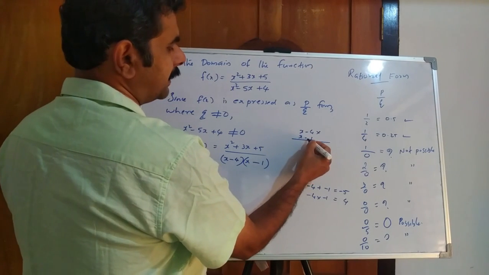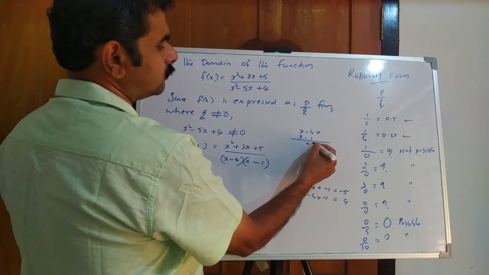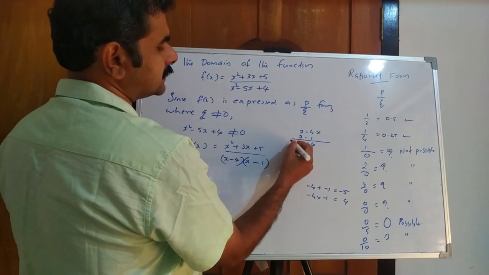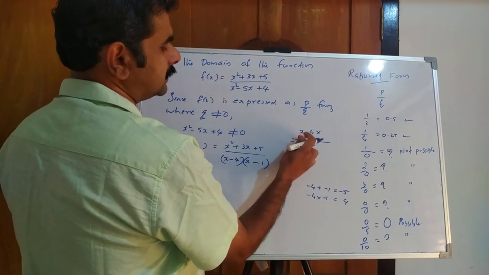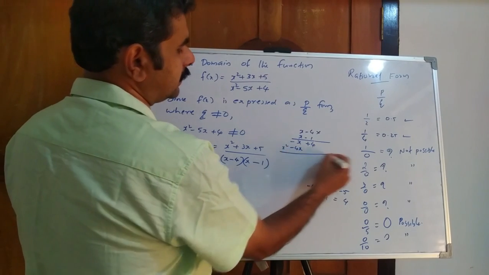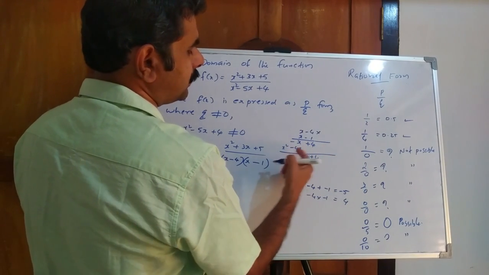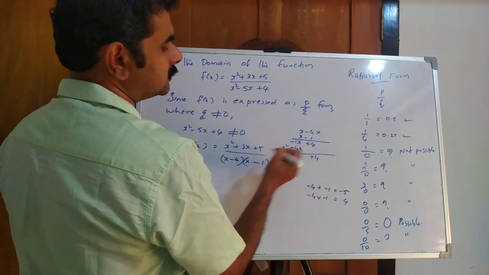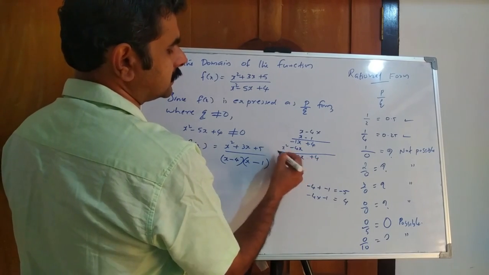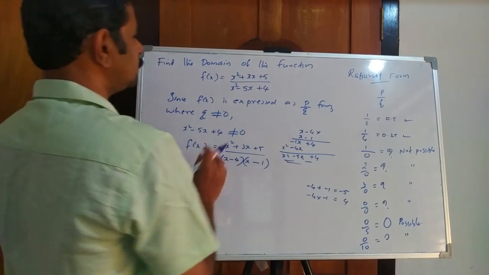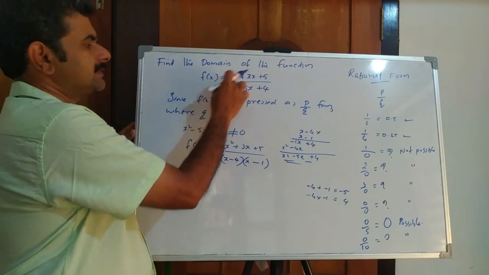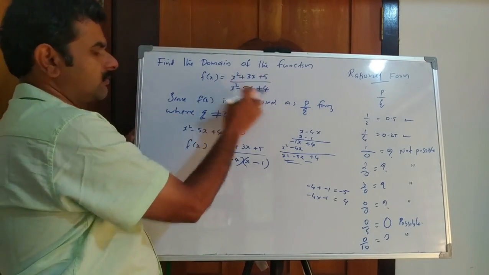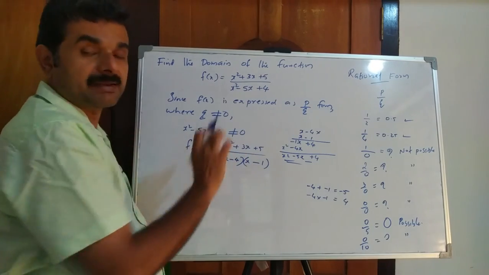You multiply: minus 1 into minus 4 is plus 4. Minus 1 into x is minus x. x into minus 4 is minus 4x. x into x is x square. So plus 4, minus 4x minus 1x is minus 5x. Here x square minus 5x plus 4. That's why we are factorizing x square minus 5x plus 4 as x minus 4 into x minus 1.